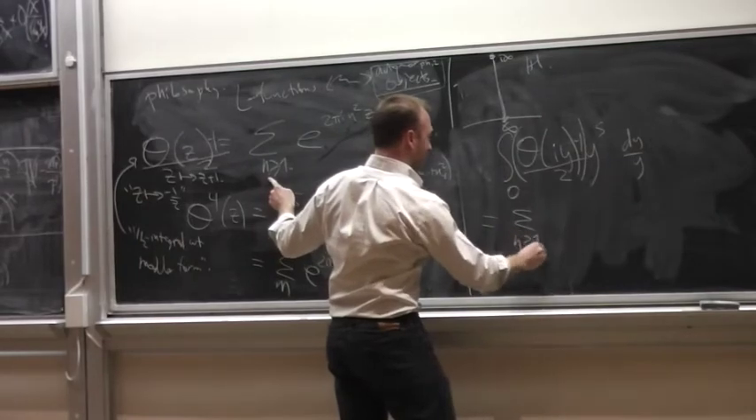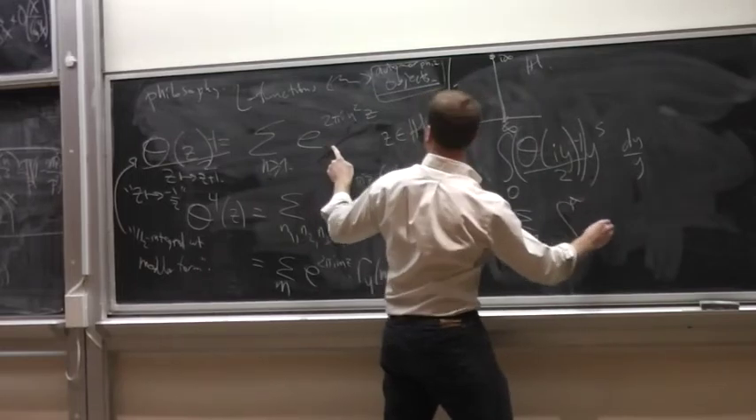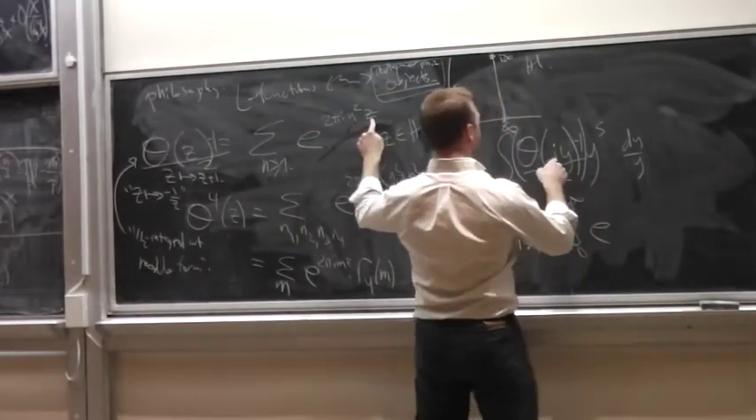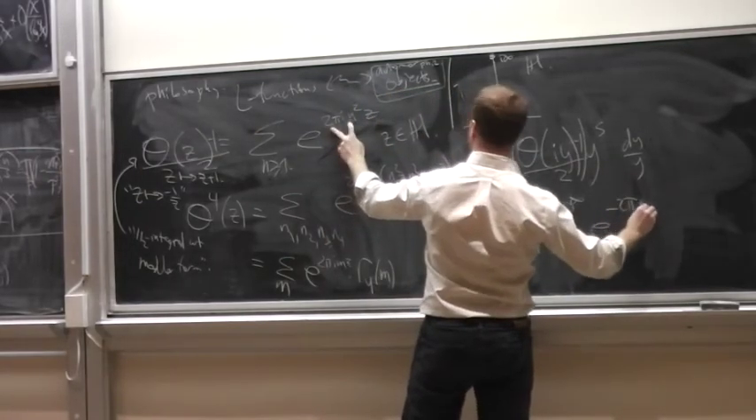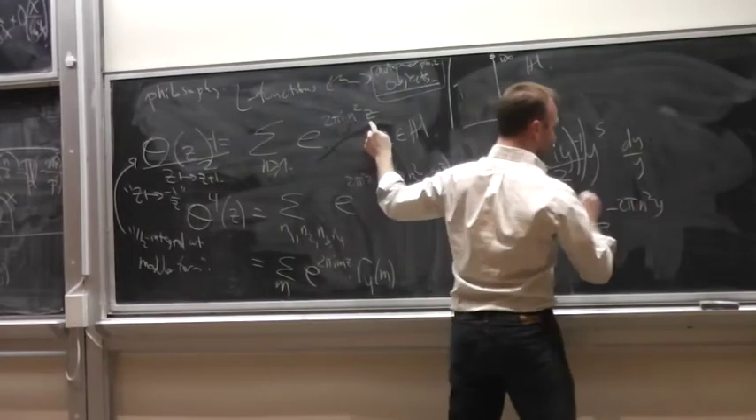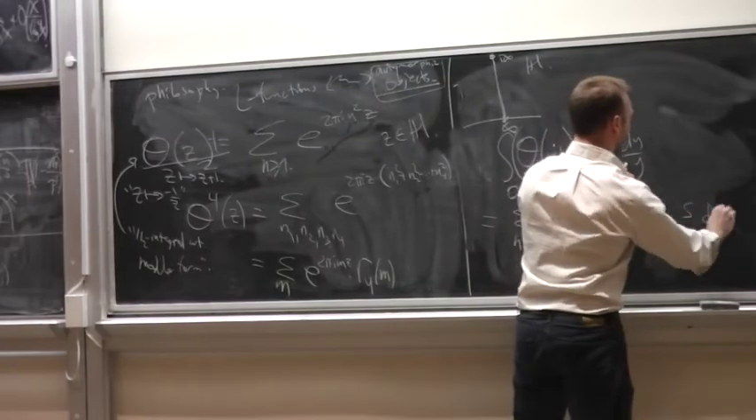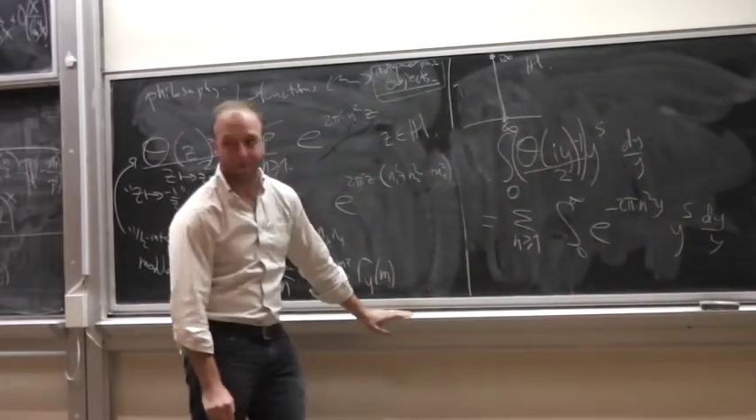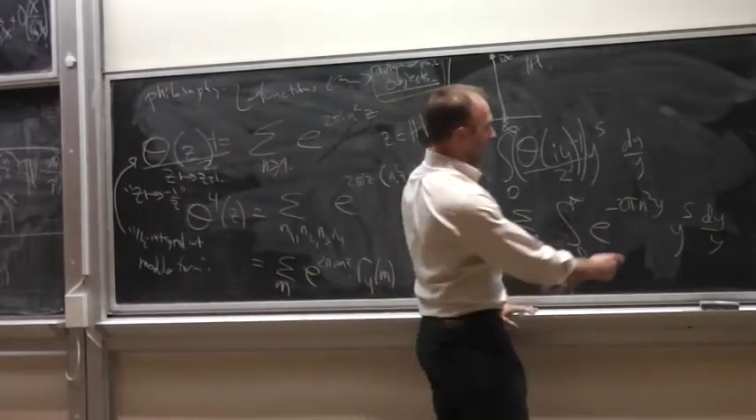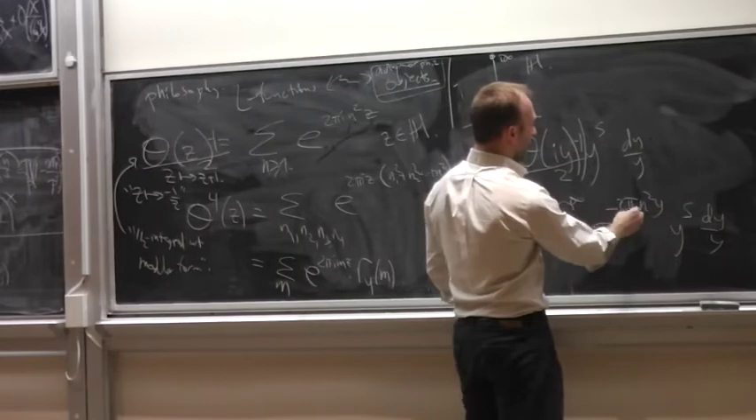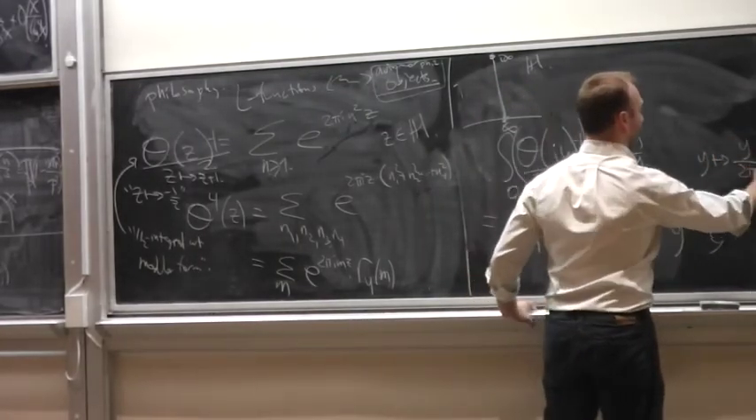So it's a sum, n greater than or equal to 1. I have my integral from 0 to infinity. e to the, now z is iy, so I get minus 2 pi n squared y. Right? And then a y to the s, and a dy over y. So far, so good. And now I make a change of variables. y goes to y over 2 pi n squared.